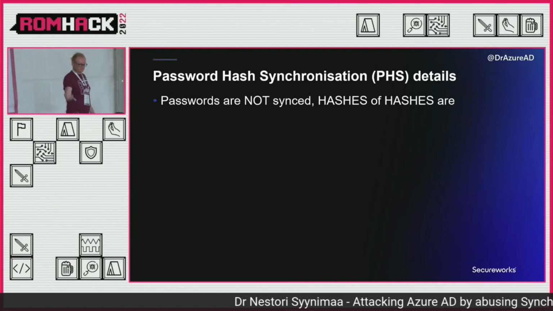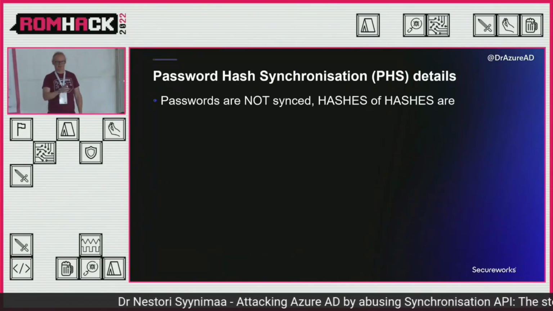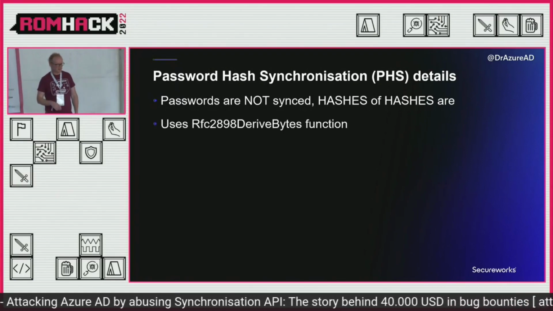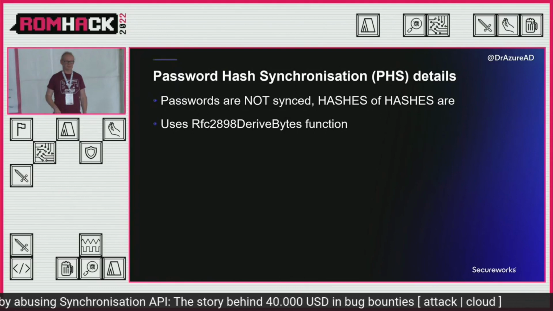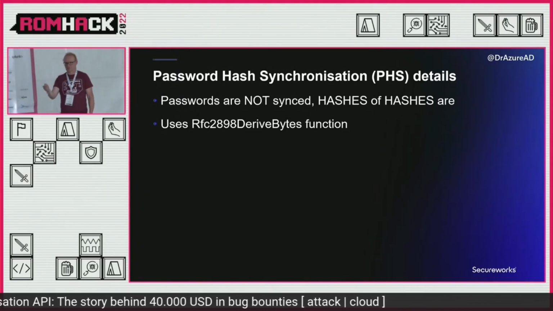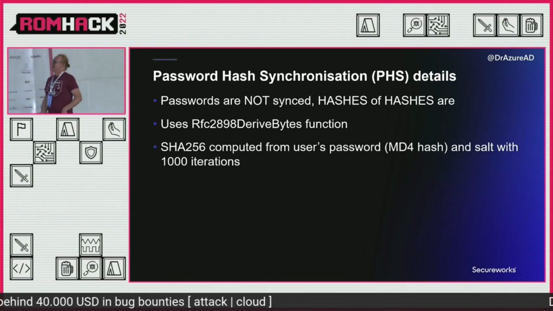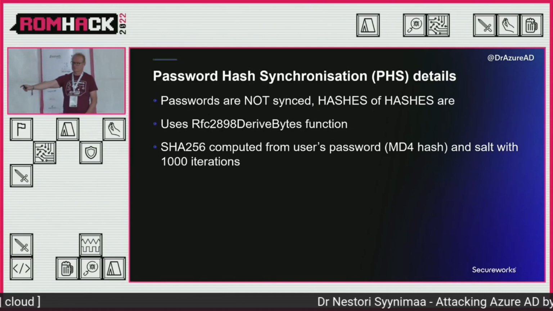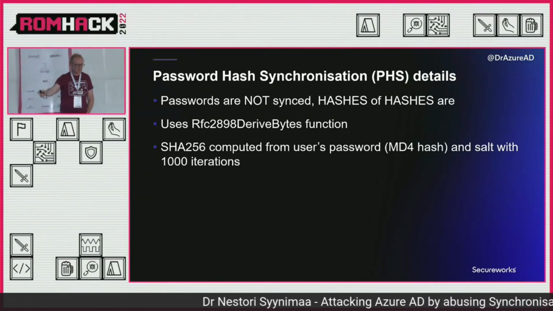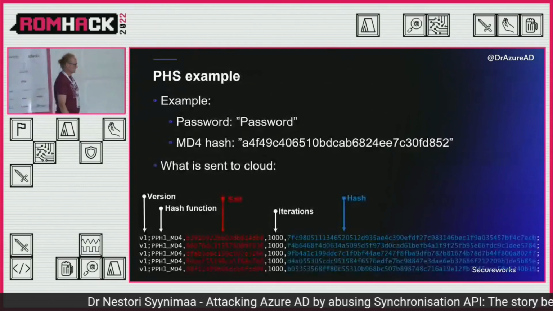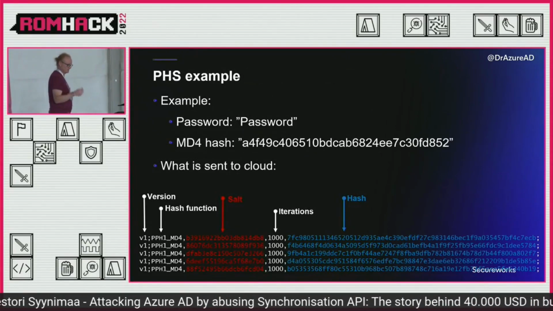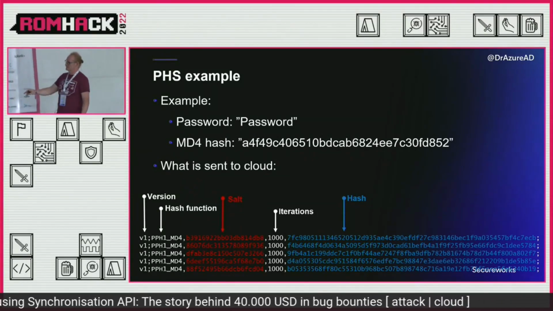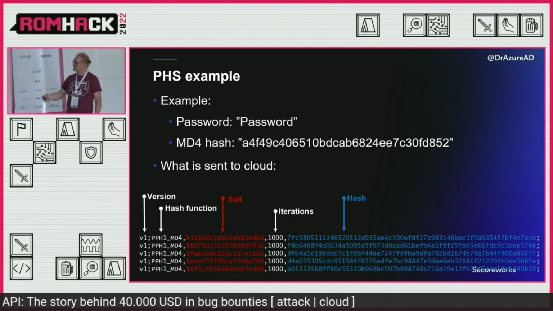And just to make sure that you understand that those passwords are not actually synchronized, but hashes of hashes. So they are using a function called RFC 2898 DeriveBytes function, which I think everybody knows already. And technically, it's SHA-256 from the original MD4 hash, with salt, and you do that 1,000 times. And this is what is actually sent to the cloud. So there's a string. We have the version, which is always 1. Hash function is always the same. There's a salt and number of iterations, and then the actual hash.